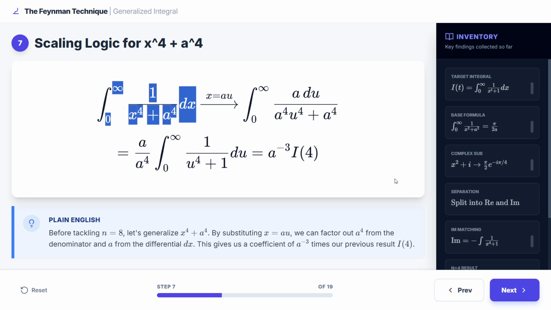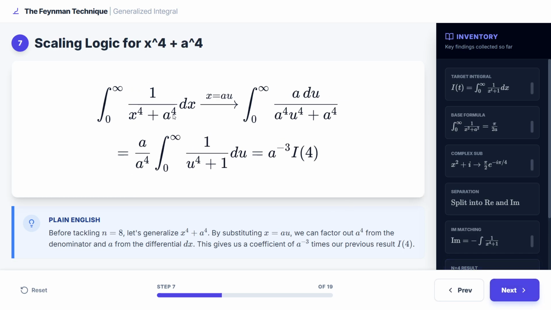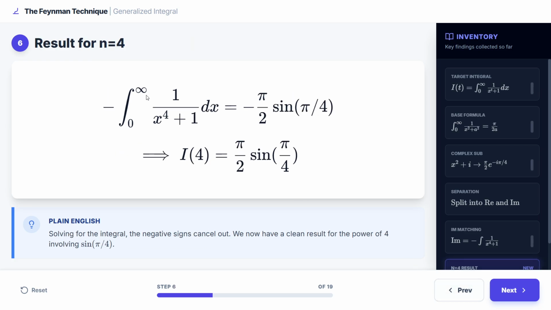All right, now let's take a look at this integral. You notice this is kind of similar to the integral we got in our last step, except I'm replacing 1 with an a to the 4th, and then making the substitution x is equal to a u, giving us this, then giving us this, and finally, this is simply a to the negative 3 times our I of 4.